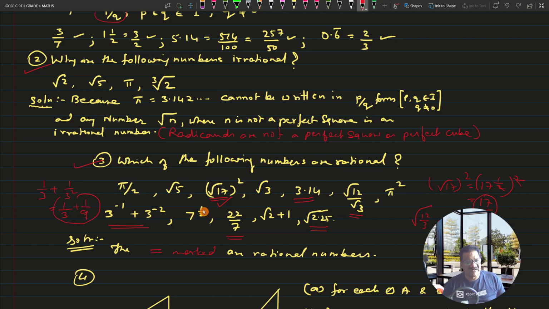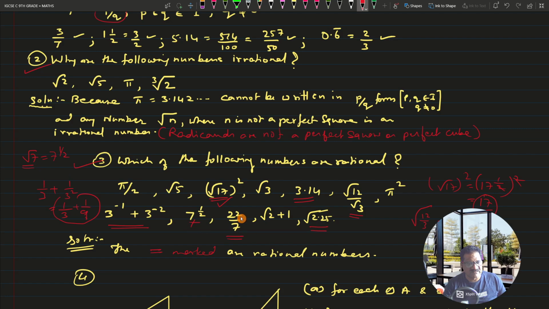Now 7 raised to 1 by 2. Now 7 raised to 1 by 2 can be written as root of 7. Now when you talk about root of 7, it is coming under a radical sign, and moreover this 7 is a non-perfect square number. So if it is a non-perfect square number, it has to be irrational. So this is irrational, not rational.